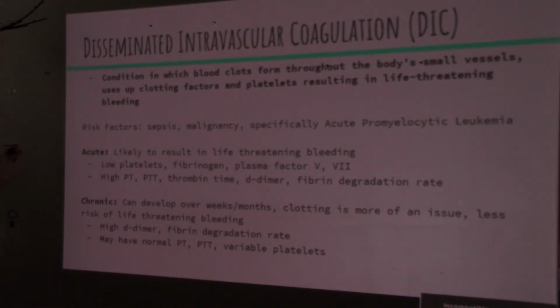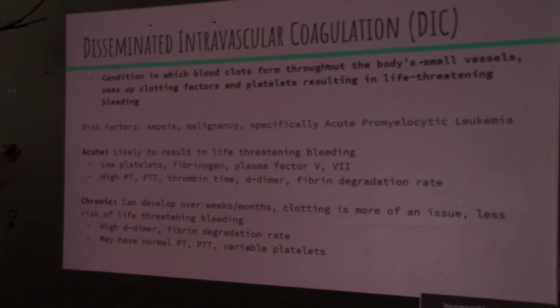So the next one we'll talk about is the DIC, or disseminated intravascular coagulation. I don't think this is something we really see as often, so I think it's a good thing to review. This is a condition in which the blood clots throughout the body in the small vessels, and it uses up all the clotting factors and platelets, resulting in life-threatening bleeding. So you're clotting and bleeding at the same time, which makes it a really difficult emergency to manage, because you're managing kind of two opposite things.